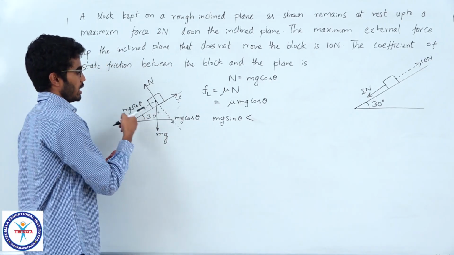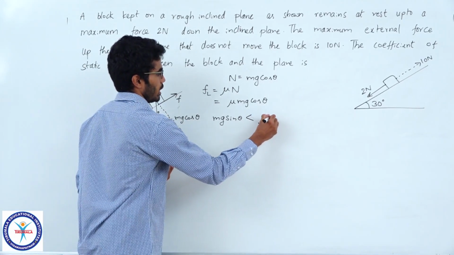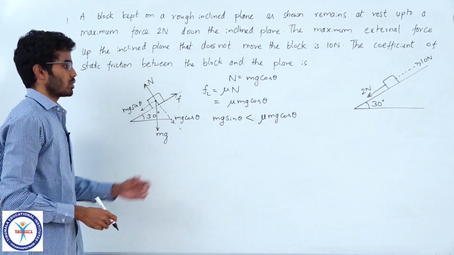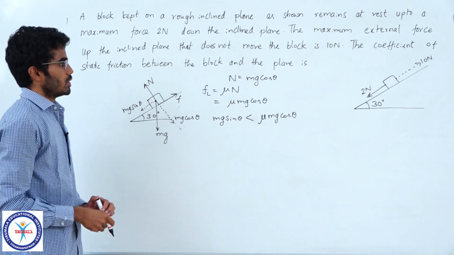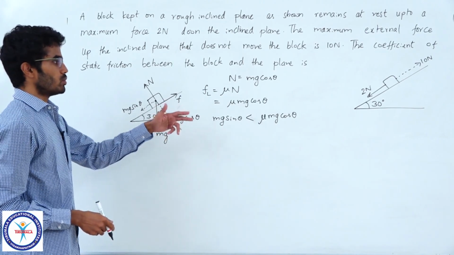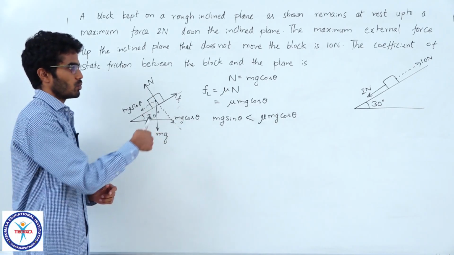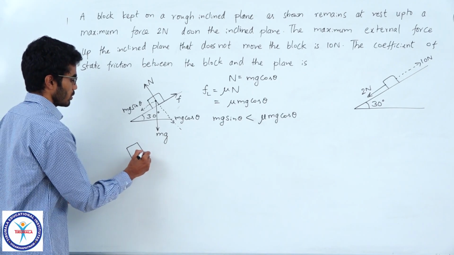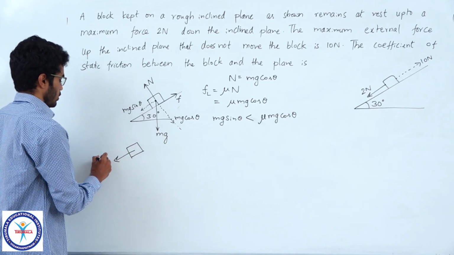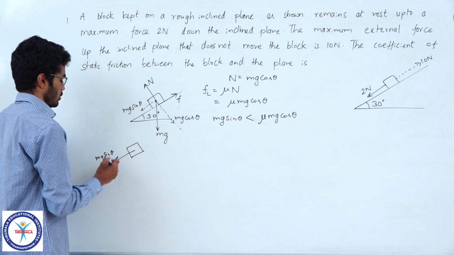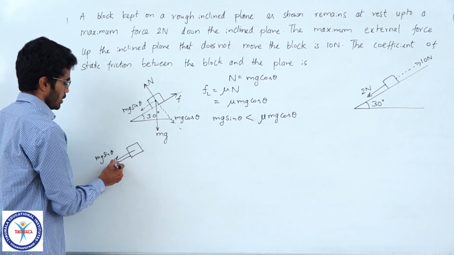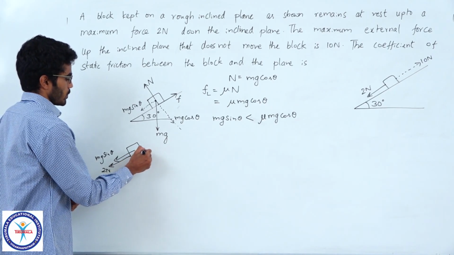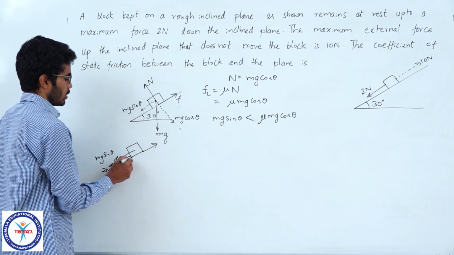We should note that the mg sin theta is now less than the limiting friction value. That is what you understand from this. So, now 2 newtons are applied in downward direction. So, the free body diagram of the block will be mg sin theta, another 2 newtons, and up the inclined plane.